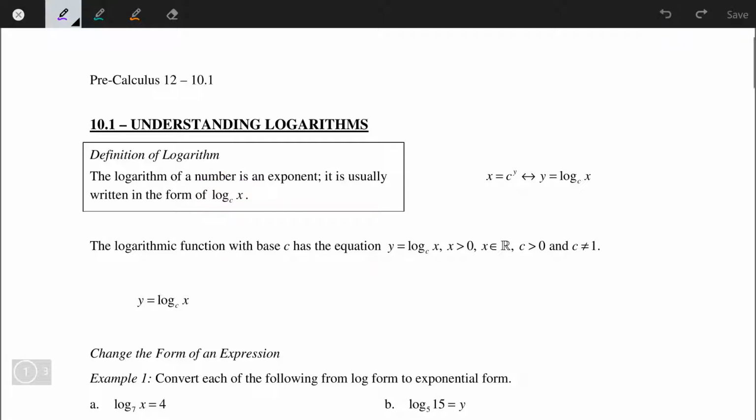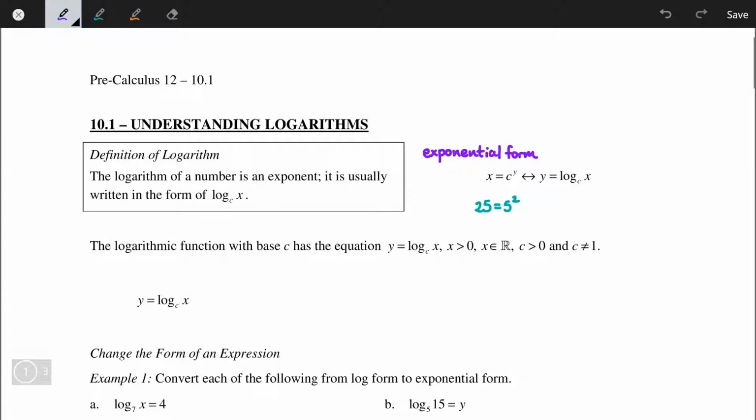Suppose we have an expression in exponential form. And that is x is equal to c to the y power. A numerical example could be that 25 is equal to 5 squared. So the x is the 25, the base c is 5, and the y, which is the exponent, is 2.